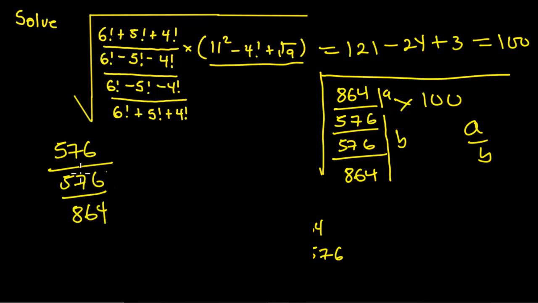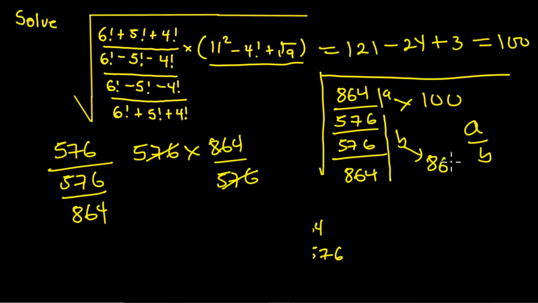So from here we can reciprocate the denominator to multiply the numerator. So when we do that, we are going to have 576 times 864 all over 576, which the 576 over here will cancel the 576. So we'll be left with 864. That means the whole of B is equal to 864.